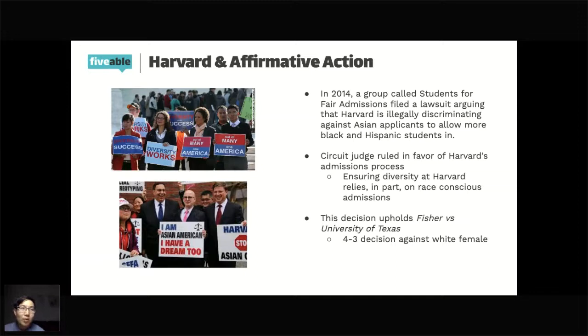This decision also upholds the Supreme Court case Fisher versus University of Texas. A white female said because of her race that she couldn't get into UT Austin, and the Supreme Court ruled 4-3 that affirmative action was acceptable and it allowed for a diverse class.